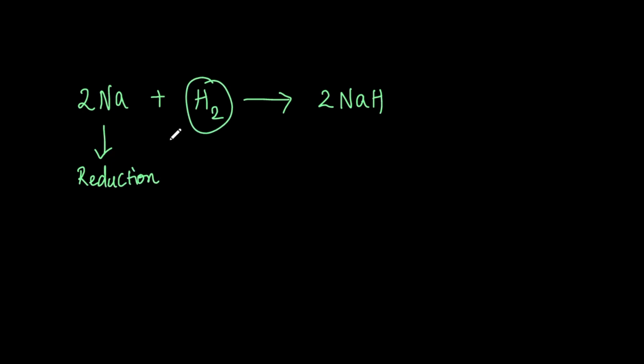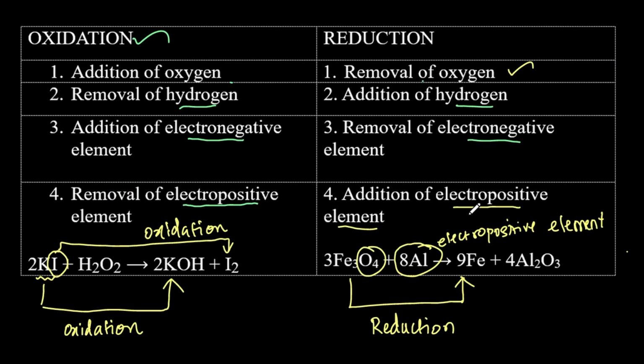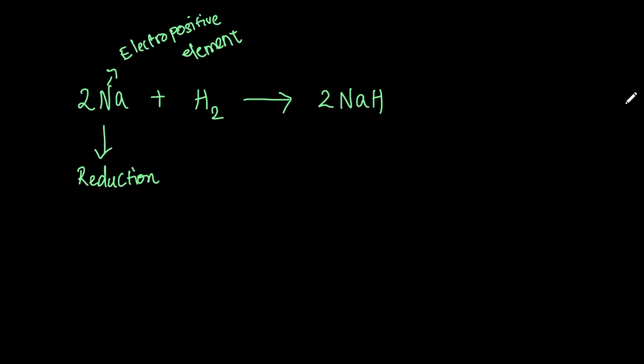Now you see hydrogen. For hydrogen, sodium is added. What is sodium? Sodium is a electropositive element. So here addition of electropositive element takes place. What is addition of electropositive element? It is reduction. So when sodium is added to hydrogen, then for hydrogen also it is reduction. So is it possible? No.